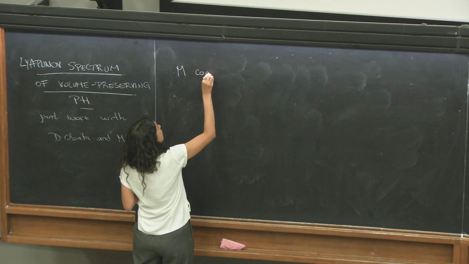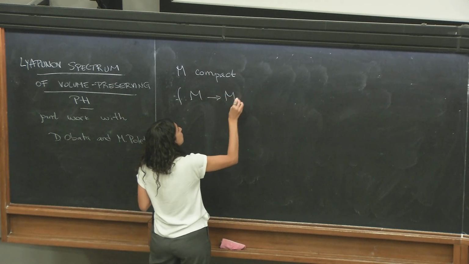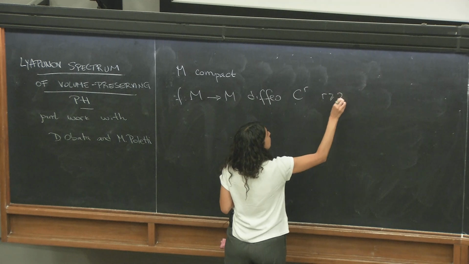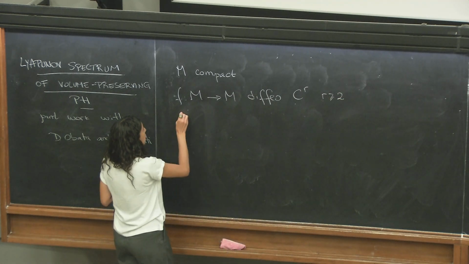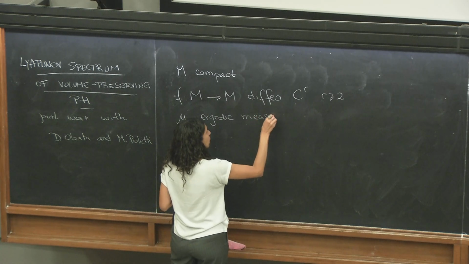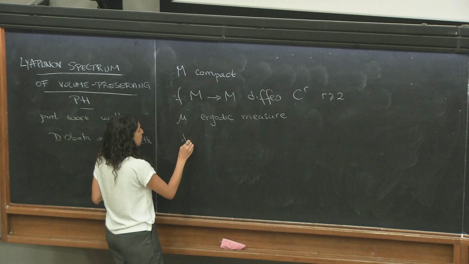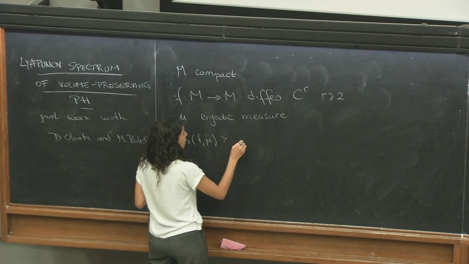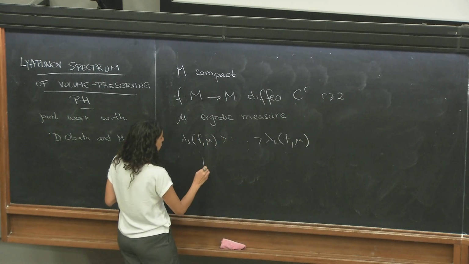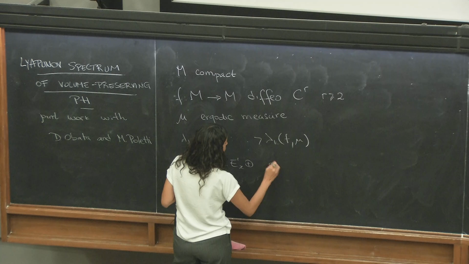I'm always considering a compact manifold. f is going to be a diffeo, and I'm going to ask for it to be at least C2. And μ is going to be an ergodic measure. And as you know, by Oseledets' theorem, there are well-defined Lyapunov exponents and an Oseledets splitting that gives information about the asymptotic behavior of the orbits. And this is for almost every point.